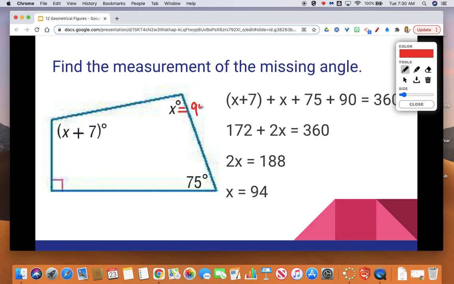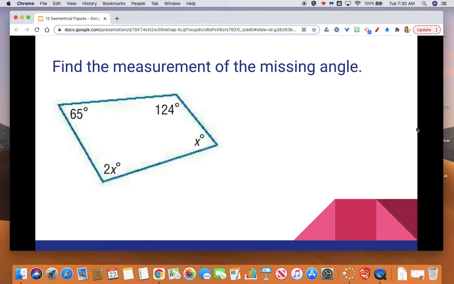So that tells me this angle's measurement. Now let's figure out the other missing angle, which was x plus 7. So we can plug in our x. If we add 7 to 94, we should get 101 degrees. So we have 101 degrees for this missing angle measurement and 94 degrees for this missing angle measurement.